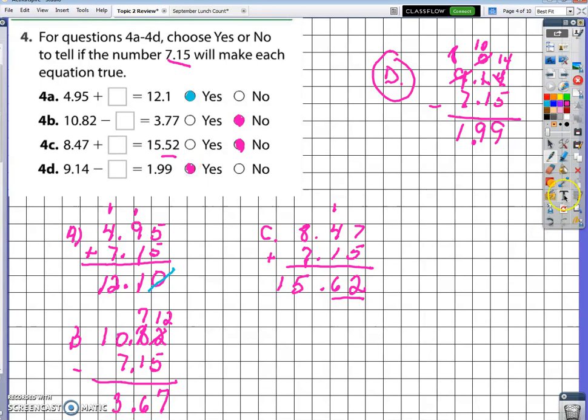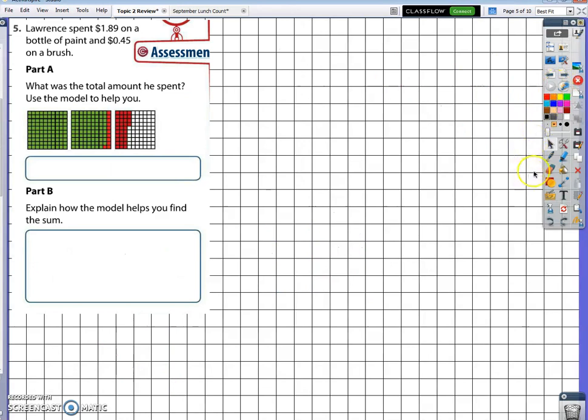So again, the biggest thing here, guys, is you have to do the work. You can't just forego it. You have to actually do it. So let's go over to question 5. Question 5 is kind of a neat one. It says Lawrence spent $1.89 on a bottle of paint and 45 cents on a paintbrush. What is the total amount he spent? Use the model to help you.